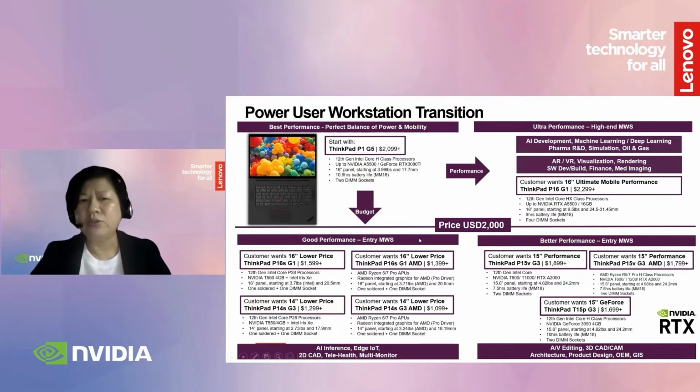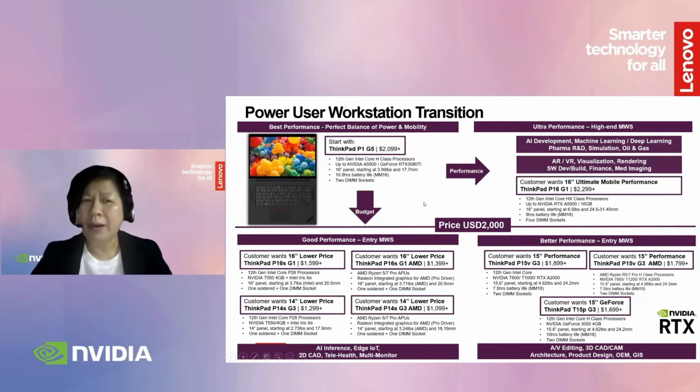So on the entry level, as I mentioned, the P14S and the P16S will be below USD 2000. So you'll be from 1299 plus onwards, all the way till could be 1899. It depends on the configuration of the graphic card that you're choosing. If you're looking into anything below USD 2000, it could be your P14S, P16S, or P15V. So these are your options.